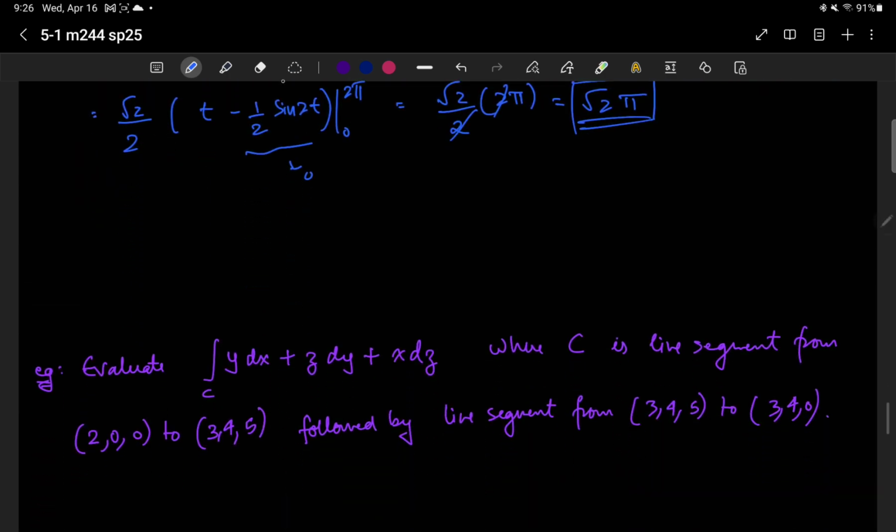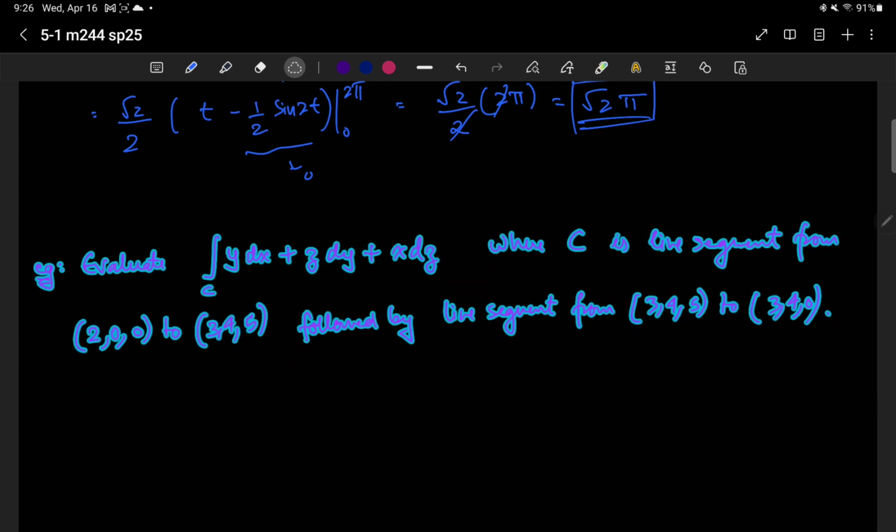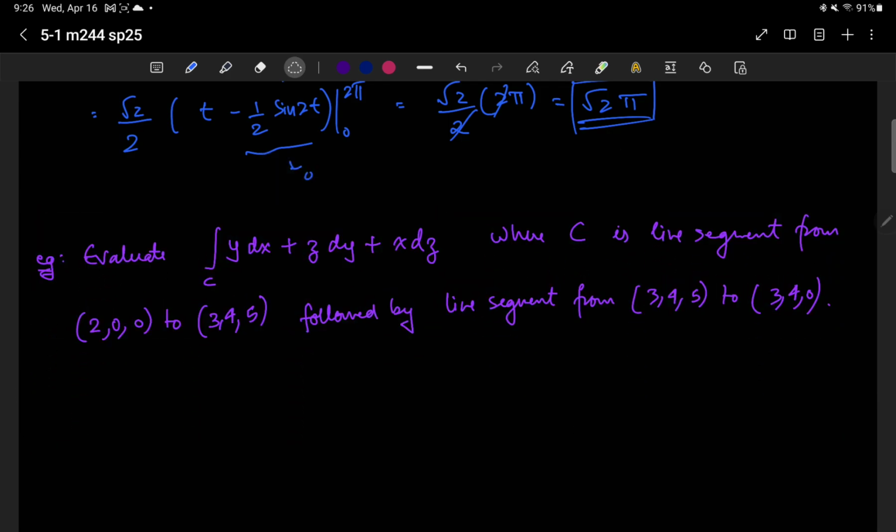Now let's look at another example where the line integral is broken down. It's not with respect to the arc length ds, but it's broken down in different directions, into dx, dy, and dz. In this case, we are asked to evaluate this line integral over C.